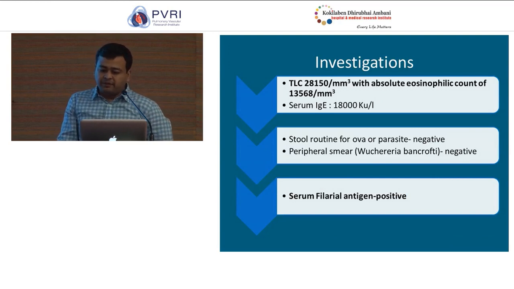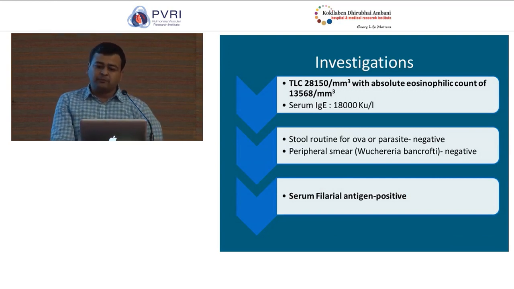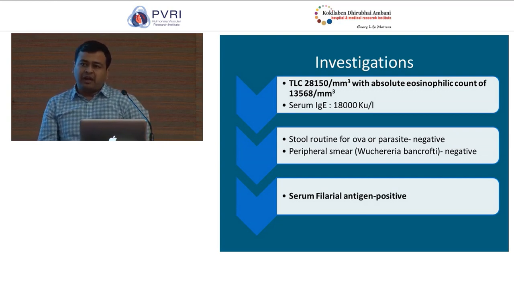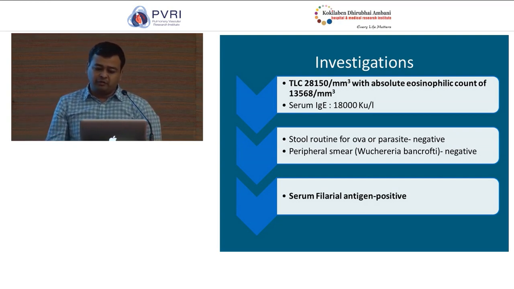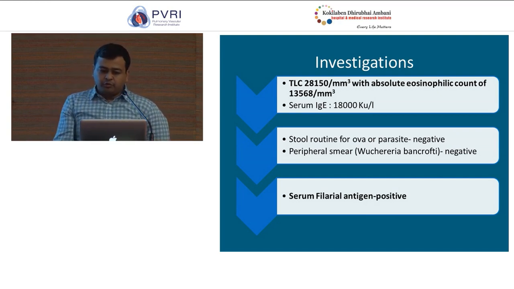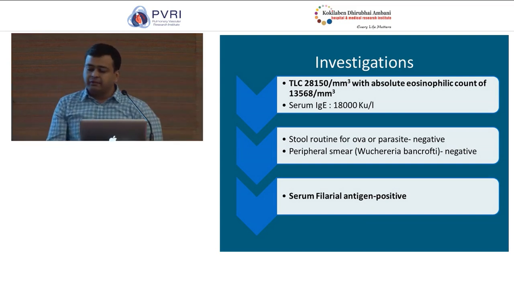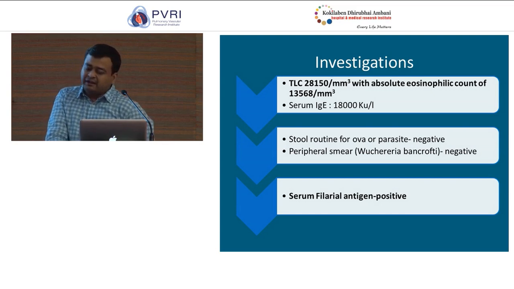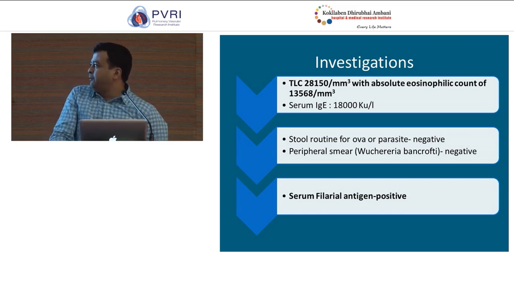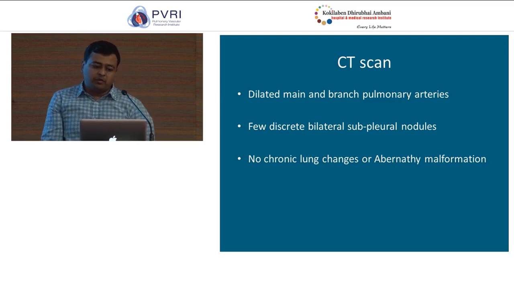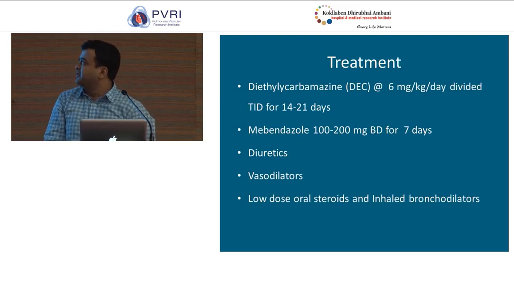A pre-cath workup revealed a TLC of 28,000 with an absolute eosinophil count of 13,000. Serum IgE was done in view of the high eosinophil count, which revealed 18,000 units. To rule out a parasitic infection, we did a stool routine, which was negative. Peripheral smear was done for Wuchereria bancrofti, which was negative. So a filarial antigen was sent, which showed a positive result. CT scan was normal. There was dilated branch PA. A few discrete bilateral subpleural nodules were noted, but no chronic lung changes.